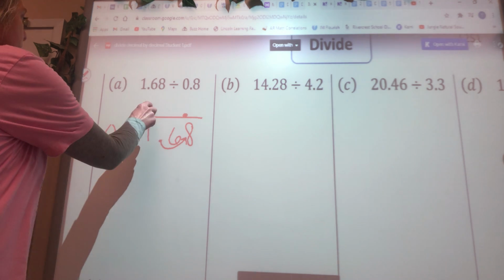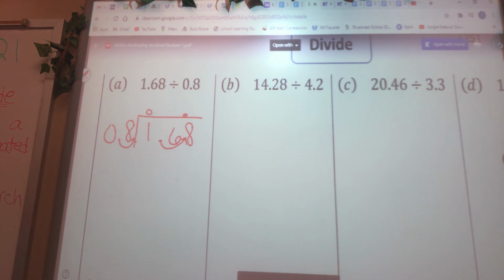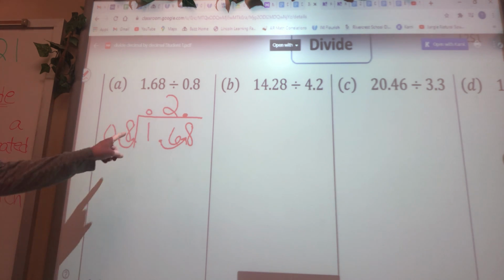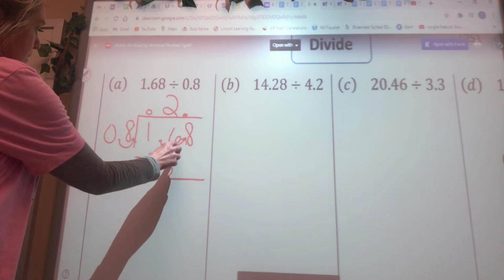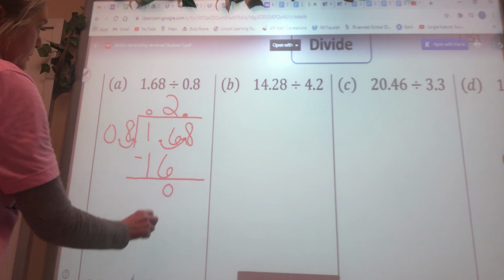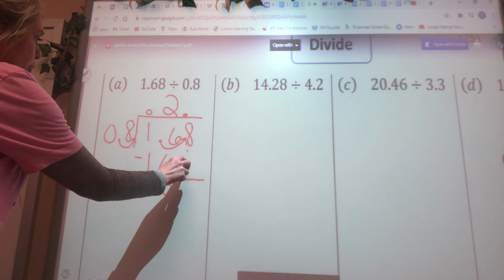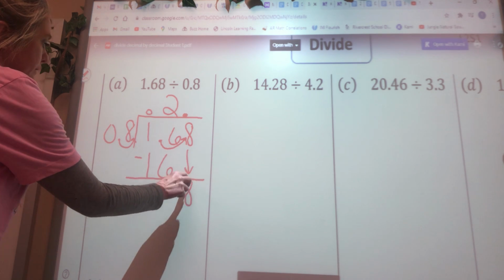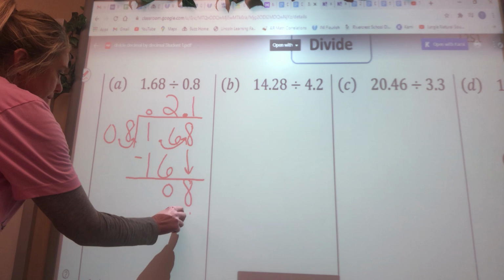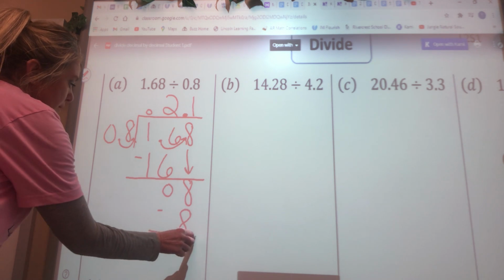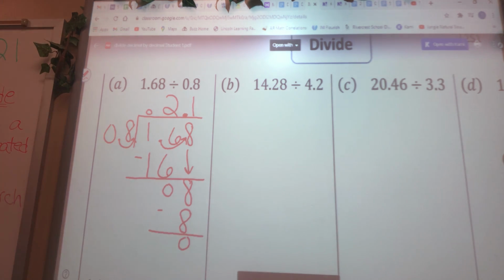8 won't go into 1, so we placeholder 0. 8 goes into 16 2 times. 2 times 8 is 16. And then we subtract. 16 minus 16 is 0. And then we drop that 8 right on down. 8 goes into 8 one time. 1 times 8 is 8, and we subtract, and we have no remainder.